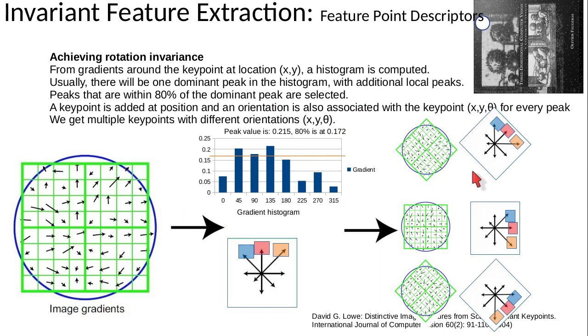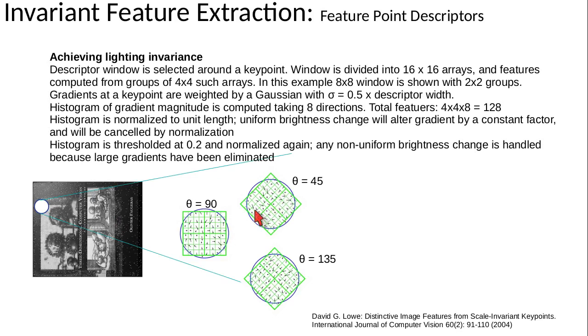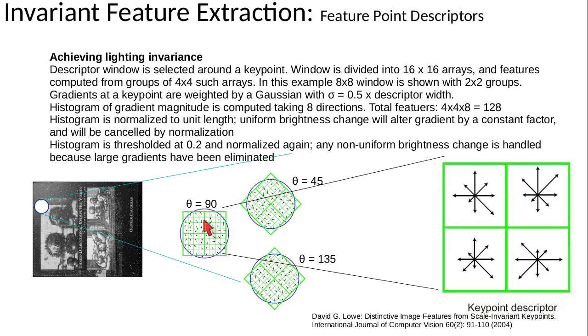Let us examine how features are extracted for these oriented gradient images. There are three orientations that have been obtained for this particular point. In order to achieve lighting invariance, descriptor windows are selected around the key point, and the window is divided into 16 by 16 arrays and features are computed. This computation of features is done for every one of the orientations. That means it would be done for theta equal to 45, theta equal to 90, and theta equal to 135. As an example, let us see how the features are computed for the orientation theta equal to 90.